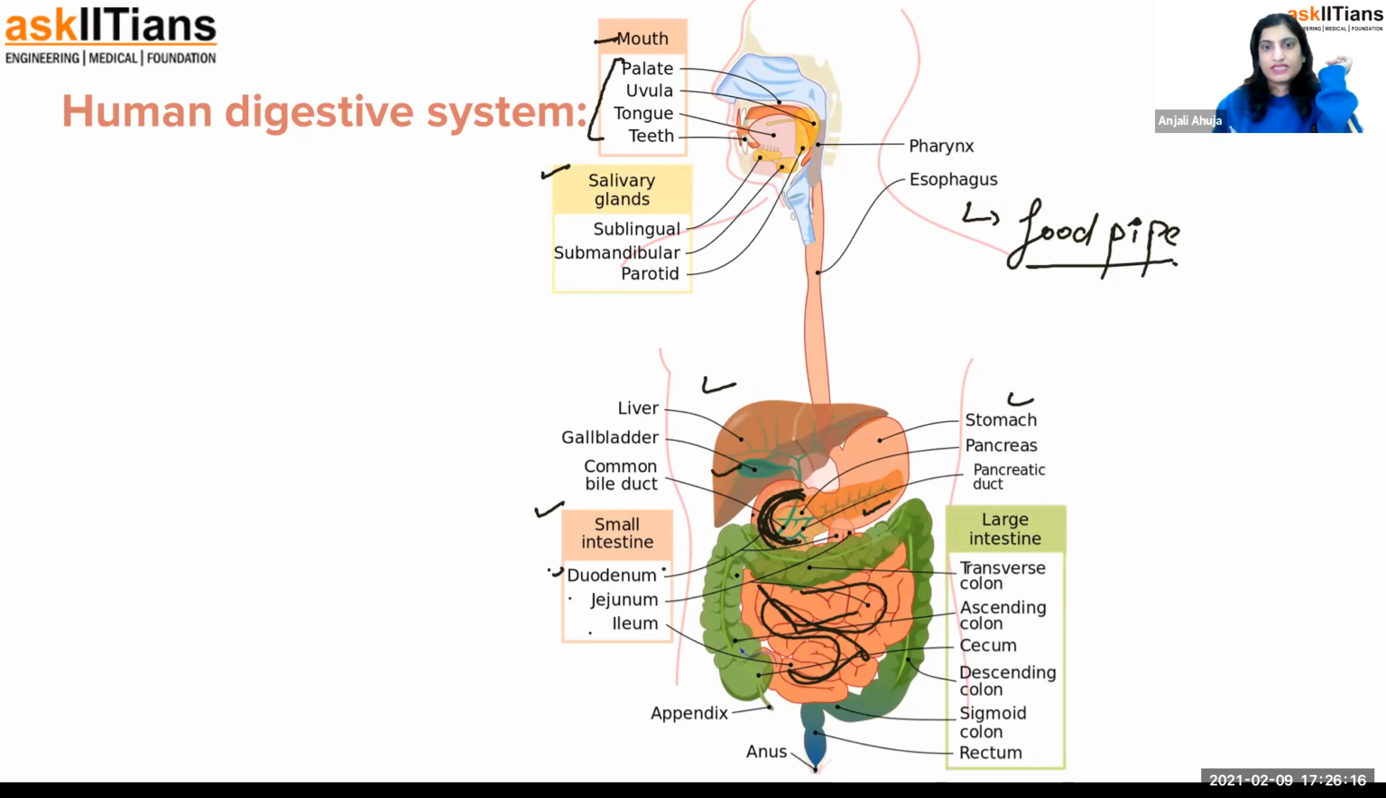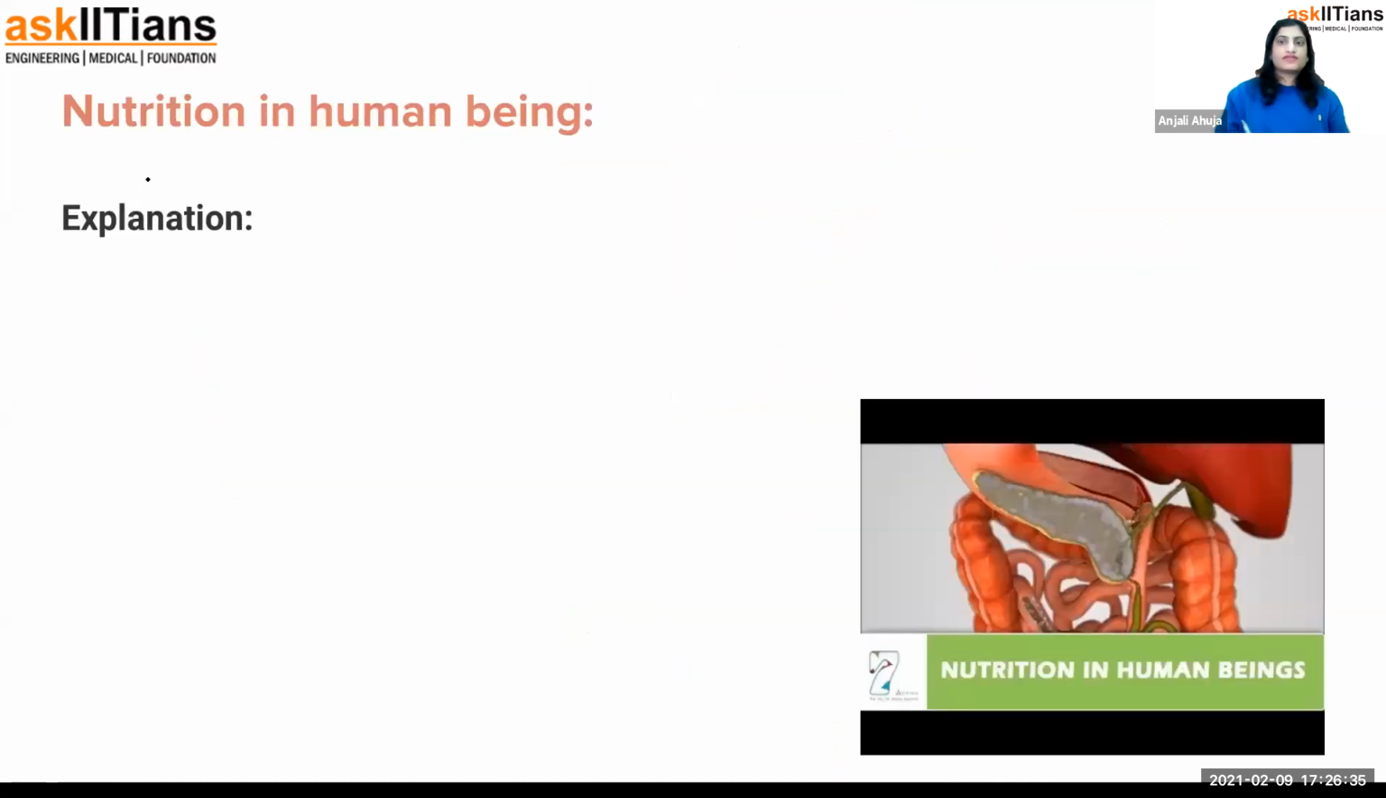After that, there is the large intestine, this one, and then there is the rectum, and then there is the anus. These are all parts of the digestive system. I'll come back to this diagram also because it's a very nice diagram. Maximum labeling is there in the diagram. So now, guys, let's talk about all the parts of the digestive system one by one.